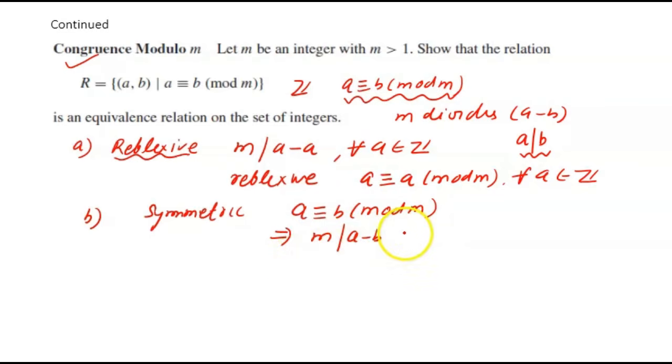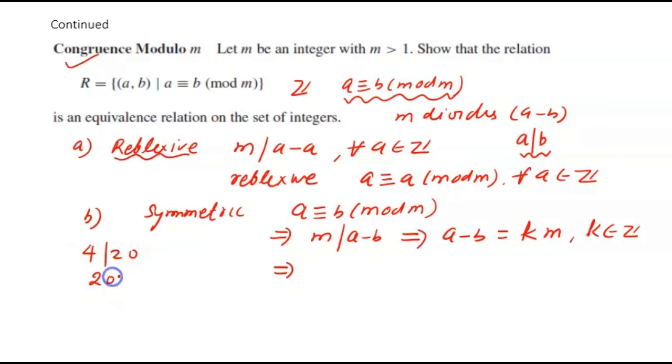If m divides a minus b, it means a minus b can be written as some integer k times m, where k belongs to the set of integers, right? Now if a minus b can be written as k times m, I hope this is obvious. If I say that 4 divides 20, it means what? That 20 can be written as 4 times some integer, 5.